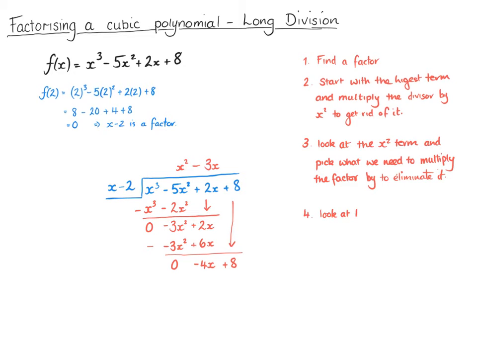Okay, so we then look at the x term and repeat. What we've got is minus 4x, and we've got x, so we have to multiply by minus 4. When we multiply through by minus 4, we get minus 4x plus 8. So our remainder is 0, and that is exactly what we're looking for. That means there's nothing left over.